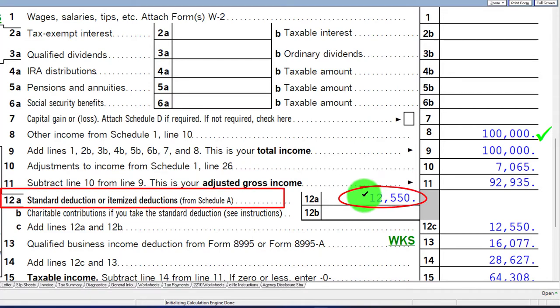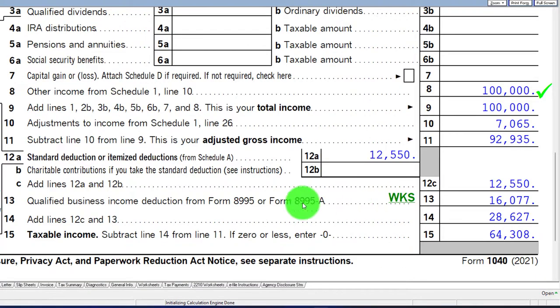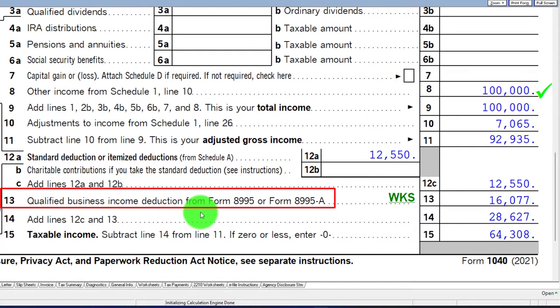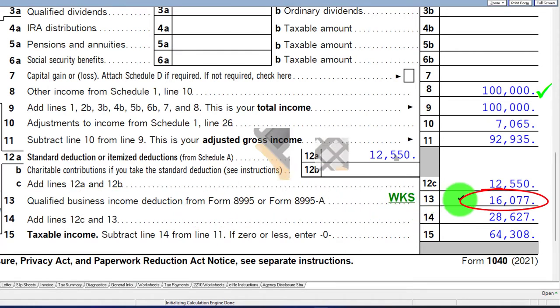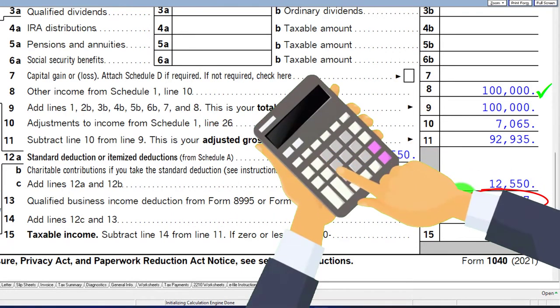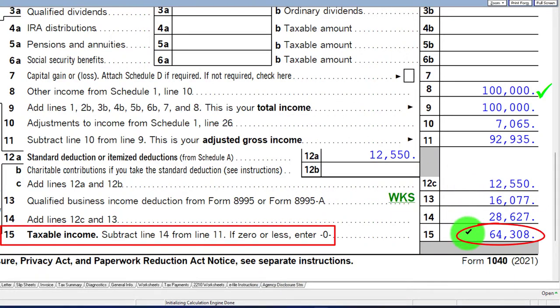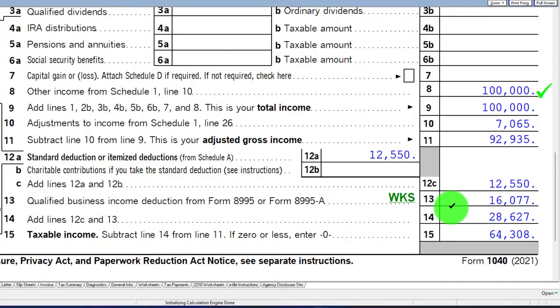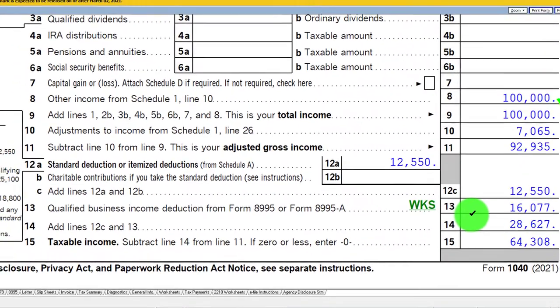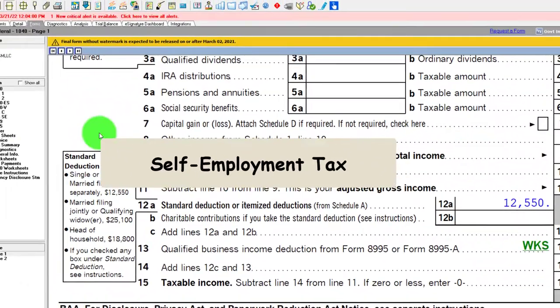Standard deduction, 12,550 instead of the itemized deductions. Then we have the qualified business income deduction. I'm going to let the software calculate it for now. We might dive into that in more detail in a future presentation. And that's going to get us then to the taxable income of the 64,308. Now, a lot of stuff going on here, obviously. This time we're focused on the self-employment tax.